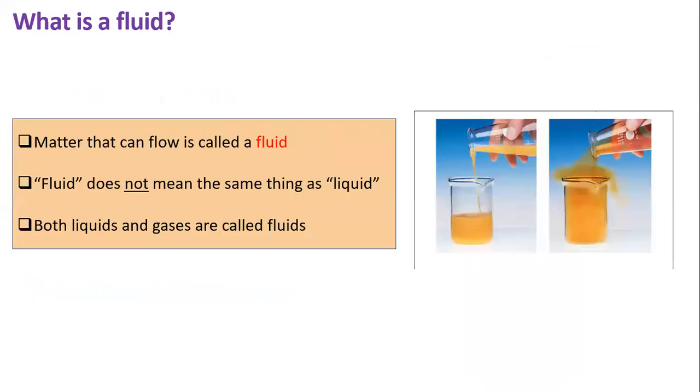What is a fluid? Matter that can flow is called a fluid. Fluid not only means liquid because both liquids and gases can flow from one place to another. Hence, both liquids and gases are called fluids.